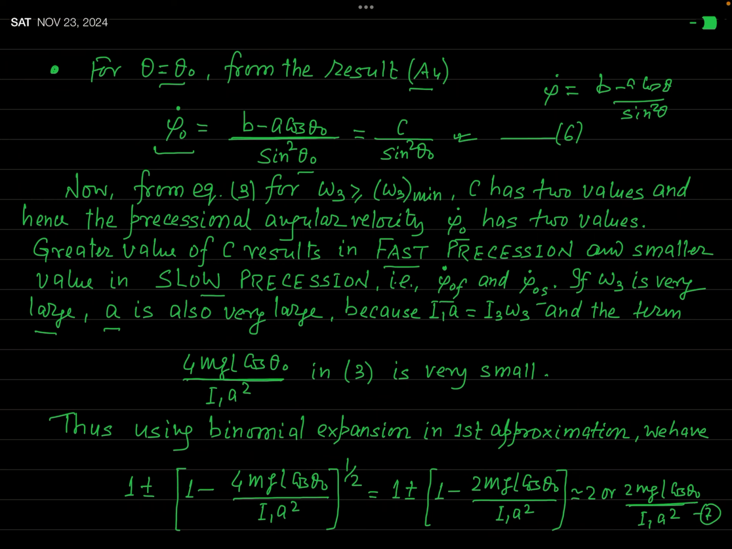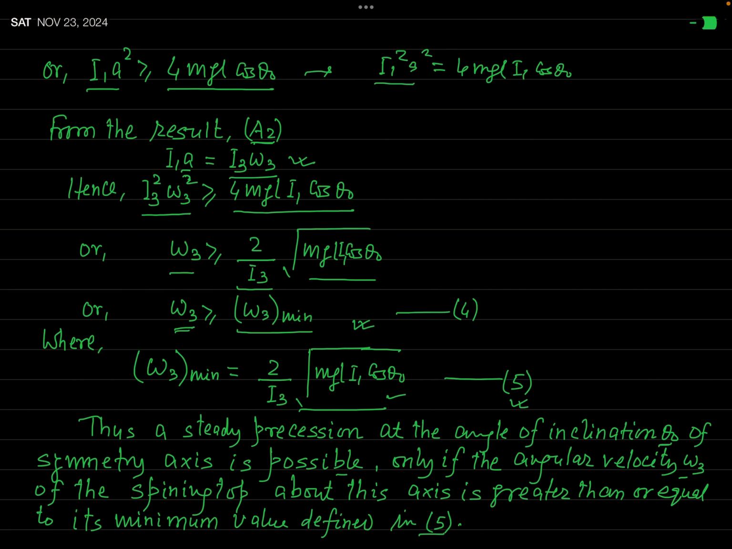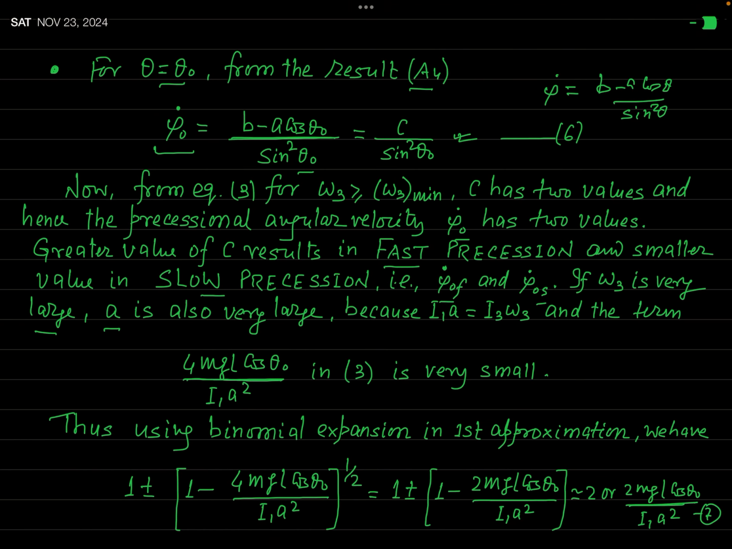Now you have seen from this equation 3 here that C has two values, and when omega 3 is greater than or equal to omega 3 minimum, then two values of C are possible. And so the precessional angular velocity, which is phi naught dot, will have two values, corresponding to the two values of C. Actually, among these two values one will be greater than the other.